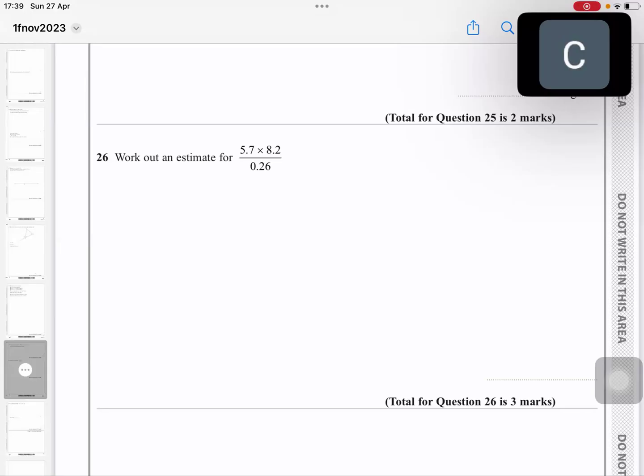And of course, you can see that we have something easy to work with. 3 will go into itself one time, that's the denominator, and 3 will go into 48. Sorry, okay, let's take it bit by bit. 3 will go into 4 one time, remainder 1. Into 18, it will go 6 times. Okay, so that's 160.